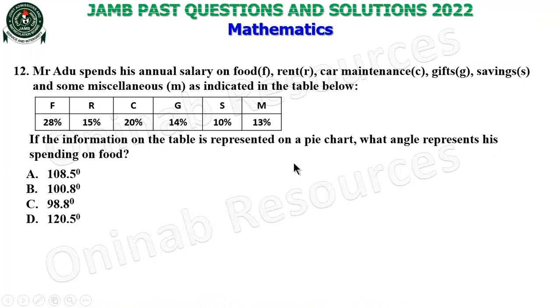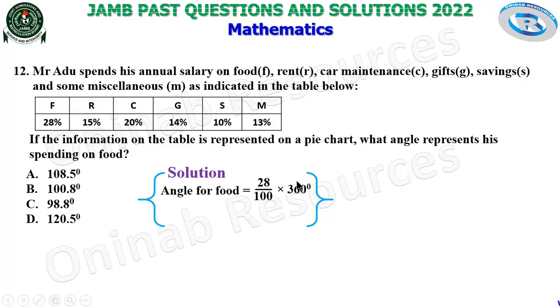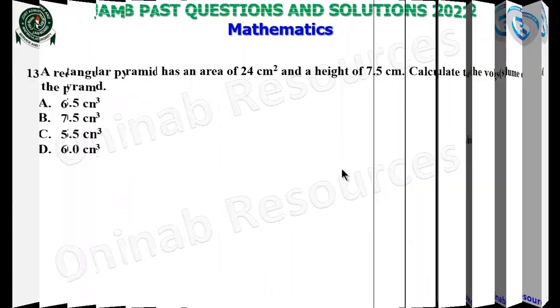So remember, in a pie chart, the total angle there is 360 degrees. So in our solution, the angle for food will be the percentage of food, which is 28 over 100 multiplied by 360 degrees, since we have established that the sum of angles in a pie chart is 360. So simplifying this, we have 100.8 degrees, which is option B. So that's all for problem 12. We then go to problem 13.